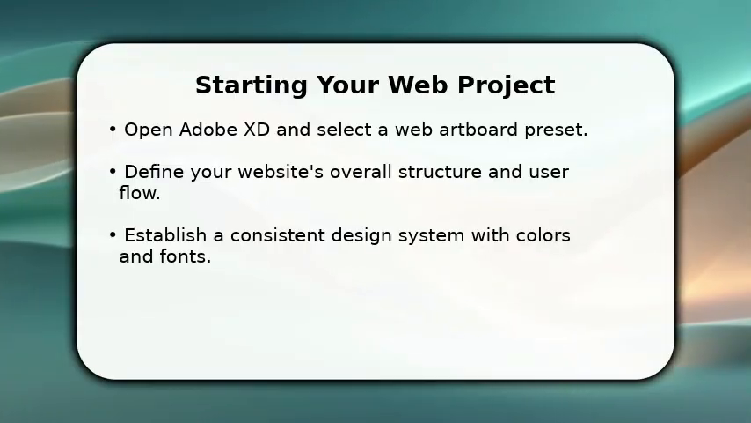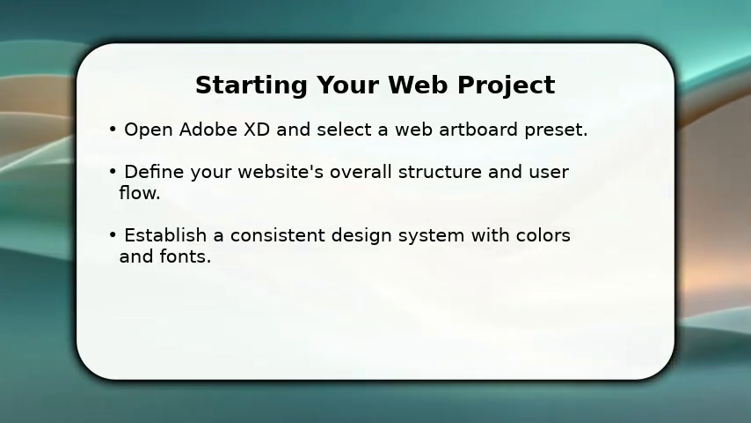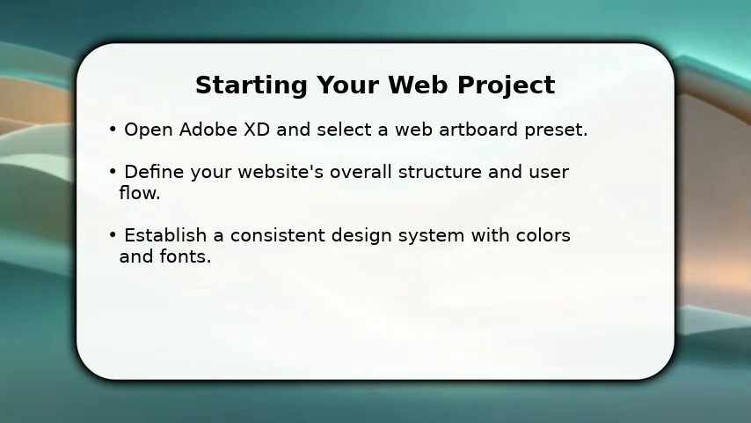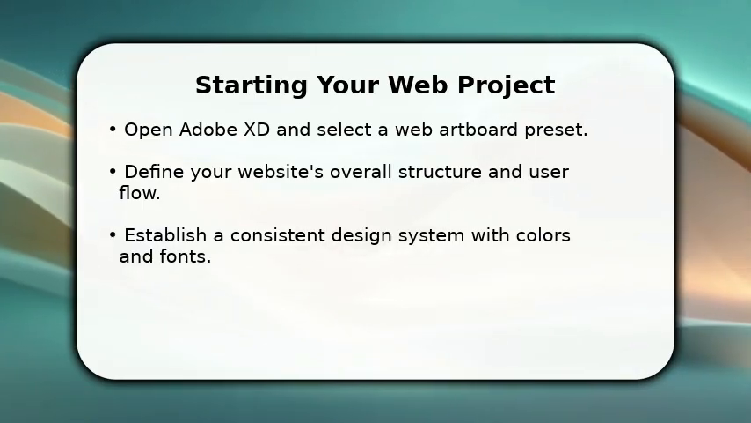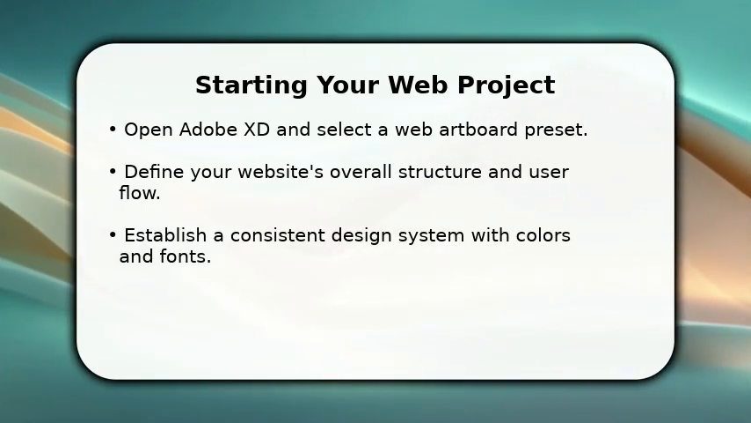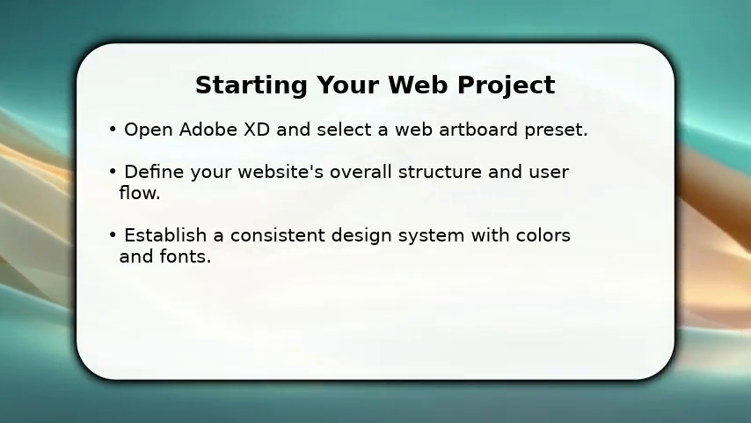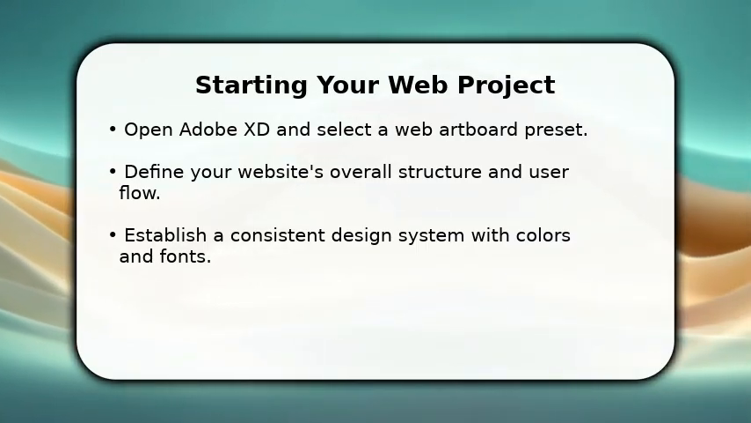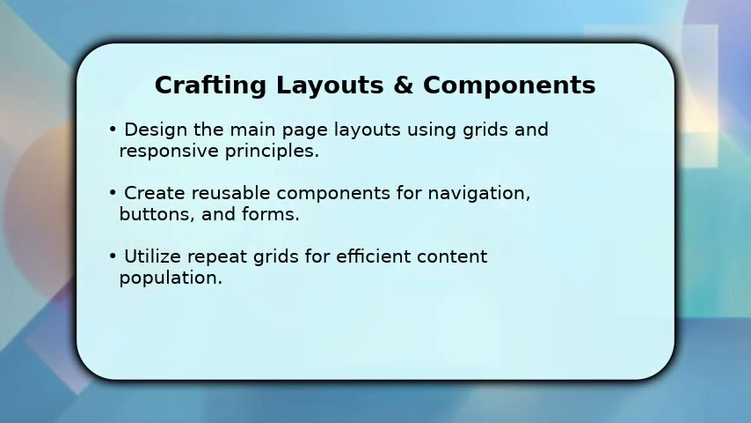In this video, I will show you how to make a website on Adobe XD. First, launch Adobe XD and choose a web artboard preset, such as Web 1920 or Web 1366, to begin your project. Next, outline your website structure and user journey, perhaps with a sitemap. Finally, create a foundational design system, selecting your primary and secondary colors, and defining your typography for a cohesive look across all pages. Now, let's dive into designing your page layouts.